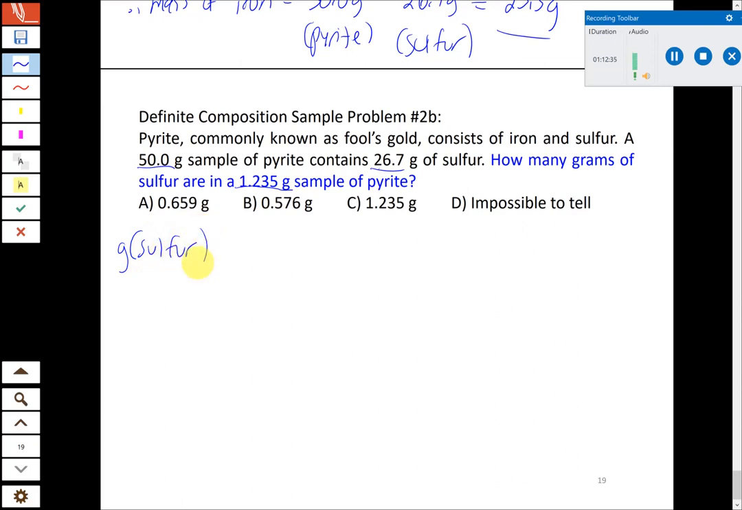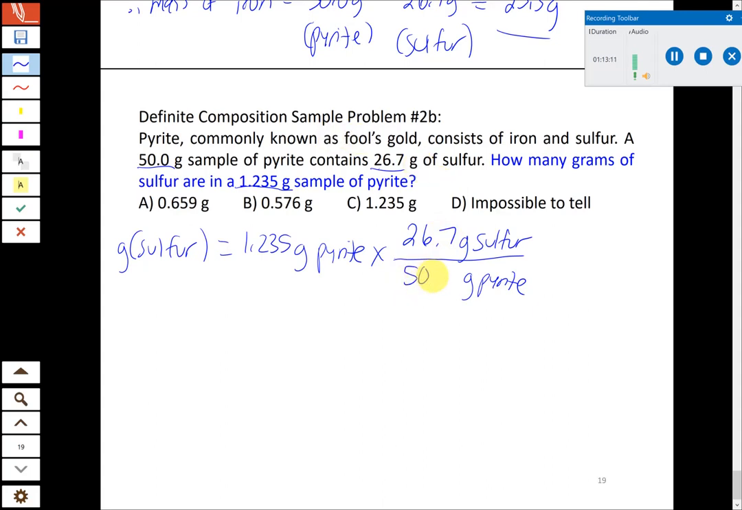But basically, again, we start with what we're looking for. We're looking for how many grams of sulfur are in the sample. The given information is that our starting point is a 1.235 gram sample of pyrite. And then we're going to use the rest of the given information as a ratio. So what we want is we want grams of pyrite to cancel out, and we want to convert that into grams of sulfur. And the mass ratio that we have, or alternatively the mass percent if we calculated it, gives us that information directly. So 26.7 grams of sulfur per 50 grams of pyrite is the numbers that we were given in the text.